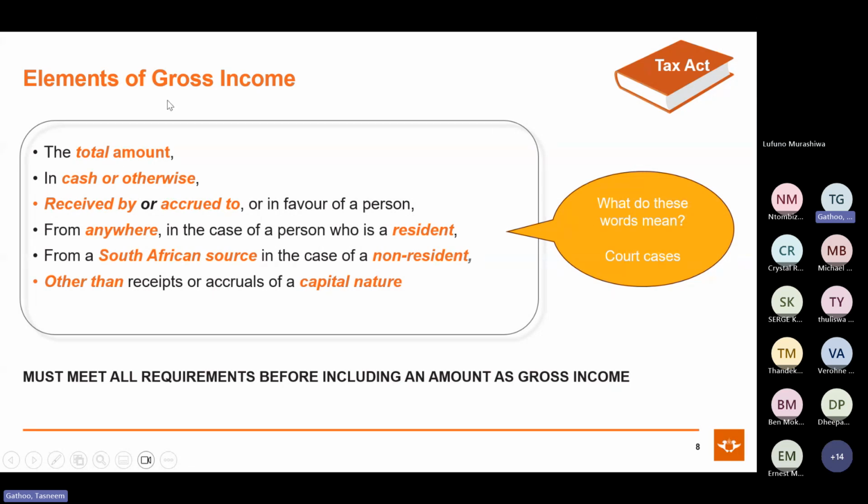We then also looked at, what do these words mean? These words are not necessarily all defined in the Act. So if it's not defined in the Act, we go and look at what the court cases tell us. What are the principles coming out of the court cases? Like I said to you last week, in terms of court cases, it's not important that you know all the names of the court cases. It's just important that you understand the principles.